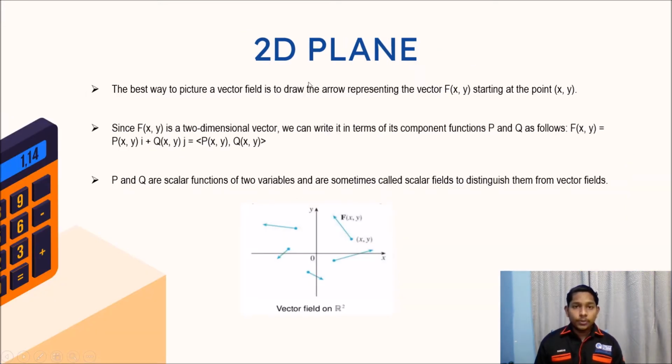First of all, we are going to look into the 2D plane. The best way to picture a vector field is to draw the arrow representing the vector F(x,y) starting at the point (x,y). Since F(x,y) is a two-dimensional vector, we can write it in terms of its component functions P and Q as follows: F(x,y) equals P(x,y) i plus Q(x,y) j. We can also write it in component form, which is <P(x,y), Q(x,y)>. P and Q are scalar functions of two variables and are sometimes called scalar fields to distinguish them from vector fields. So, the picture over here of a vector field on R2 is an example of a 2D plane.